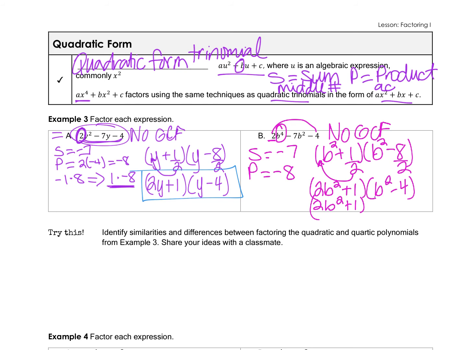If you look at the second one, that is difference of squares. I can take the square root of both. So set up a binomial and a binomial. Square root of b squared is b. b times b is b squared. Square root of 4 is 2. One's a plus, one's a minus. So that way the middle terms cancel when I use FOIL, and I'm left with that b squared minus 4. So anytime I'm factoring, I want to factor completely. So I want to keep going until I can't factor anymore.